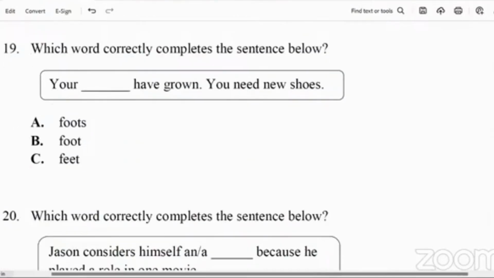Question 19. Which word correctly completes the sentence below? "Your blank have grown. You need new shoes." Is it your foot have grown? Your feet have grown. All right, so you see you need new shoes. So it definitely has something to do with your feet, but the plural for foot is not foot, and it says "your have grown," meaning it's a plural. So the answer is C. That's the plural for the word foot. Your feet have grown. You need new shoes.